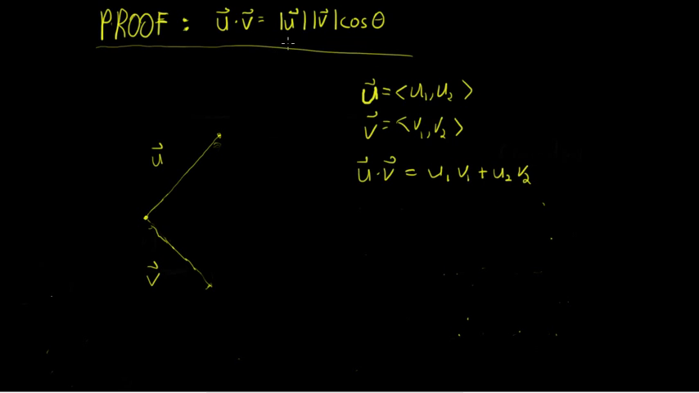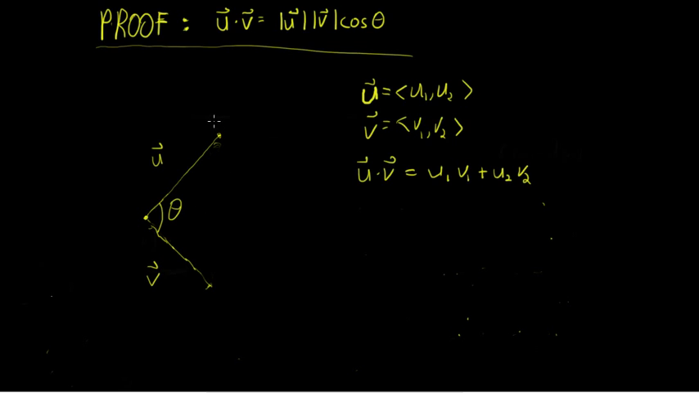But it can also be expressed as the magnitude of u times the magnitude of v times cosine of the angle between them. So let's say this is theta. In this video, we're going to go through the proof that illustrates how we get this formula here.